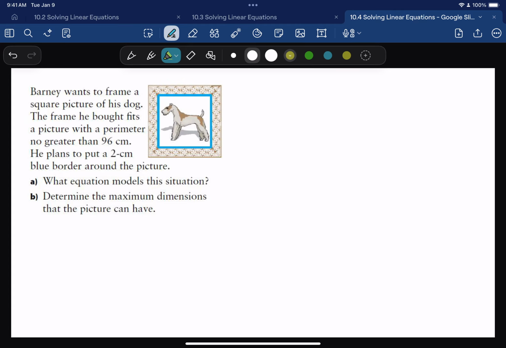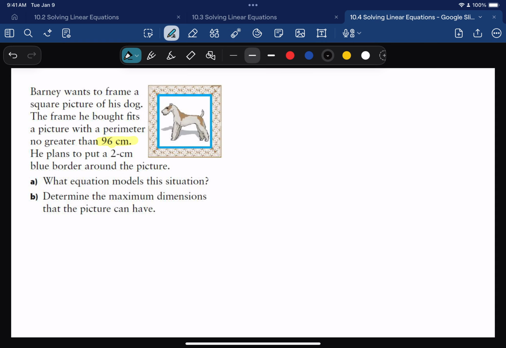So here we go. Barney wants to frame a square picture of his dog. The frame he bought fits a picture with a perimeter no greater than 36 centimeters. Perimeter no greater than 36 centimeters. He plans to put a 2 centimeter blue border around the picture. What equation models this situation?